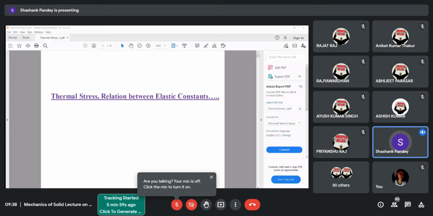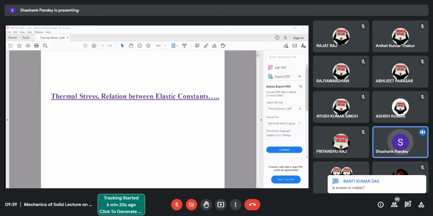Thermal stresses are the stresses induced in a body due to change in temperature. Suppose you heat a rod or a bar, then it will obviously expand. But if you resist its expansion or contraction, then some internal stress will be developed in the body, which we call thermal stress.